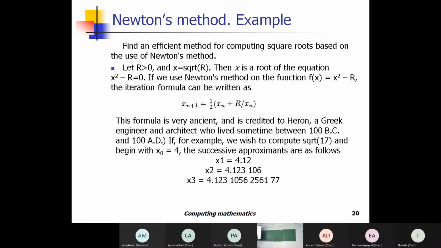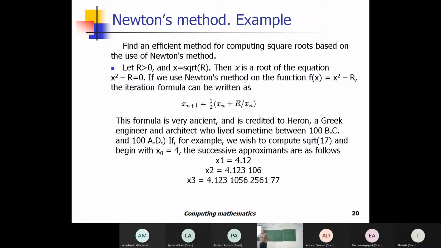1.73, but with some numbers. What numbers? 1.732142 and so on. It's enough. This is x2. How to compute x3? Take x2, put it in the formula, and compute it again.